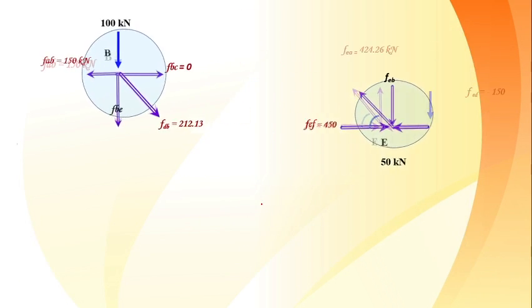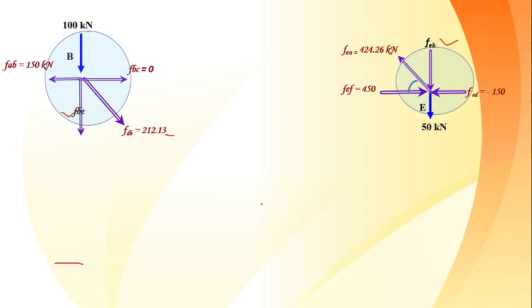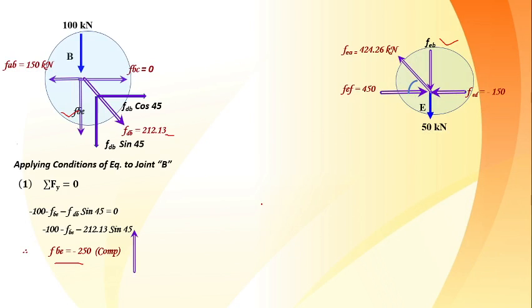So I had drawn the free body diagram of joint B and joint E, and there I did the analysis by conditions of equilibrium, and I found out a value of FBE is equal to minus 250. It is not a tensile force, it was a compressive force. So I have to correct the sign, it is not away but it is toward the joint. So this particular corrected thing I have shown here. Is that okay? Now I have found out everything.